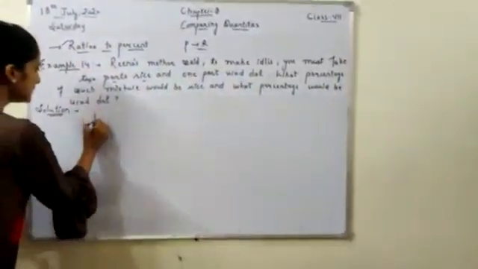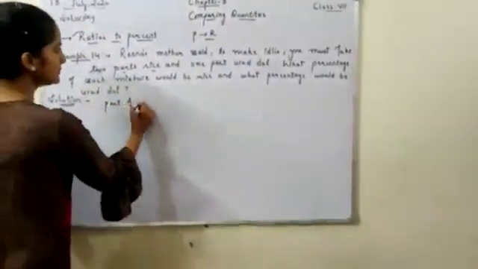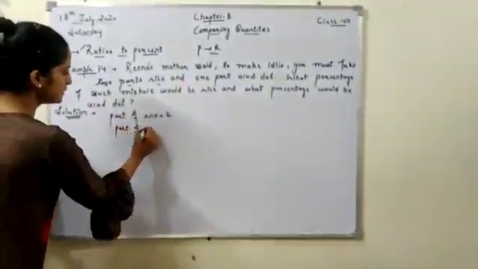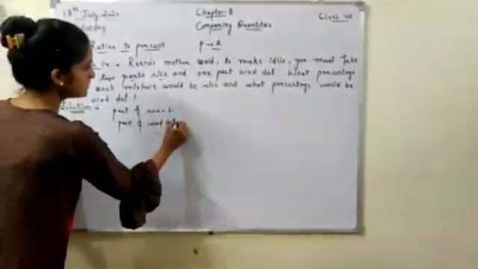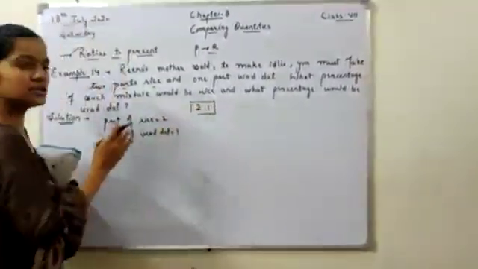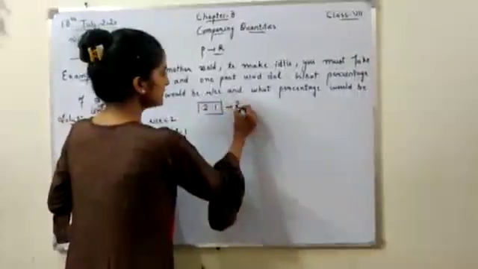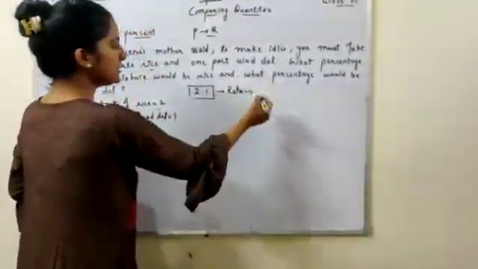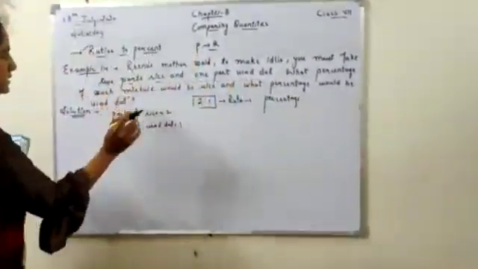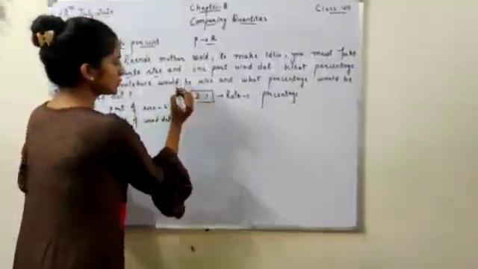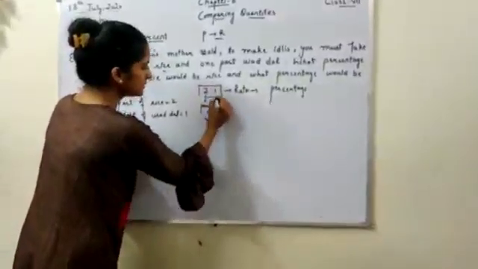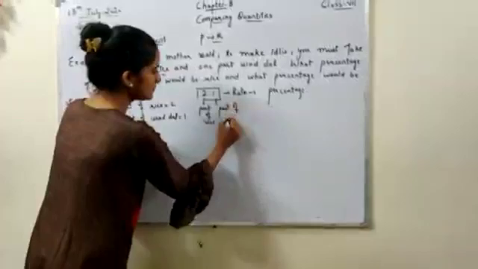Okay, so write: part of rice is 2 and part of urad dal is 1. So it means their ratio is 2:1. Okay, so here we have the ratio, and we have to convert it into percentage. So here what we have to do, see 2:1. This is a part of rice and this is a part of dal.